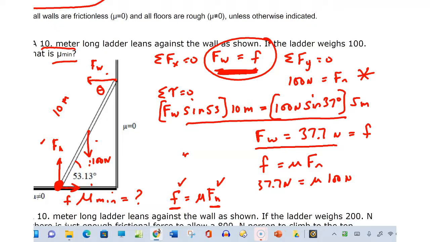How do we get that? Because the up forces equal the down forces. Right over where, I can't find it. Actually, it's right here. Found it. So the 100 newton equals the normal. Divide both sides by 100 and you get 0.377 or 0.38 as the coefficient of friction.